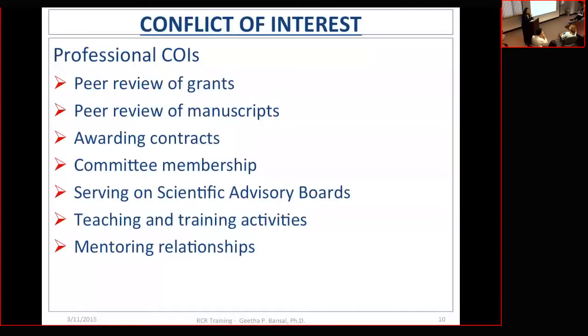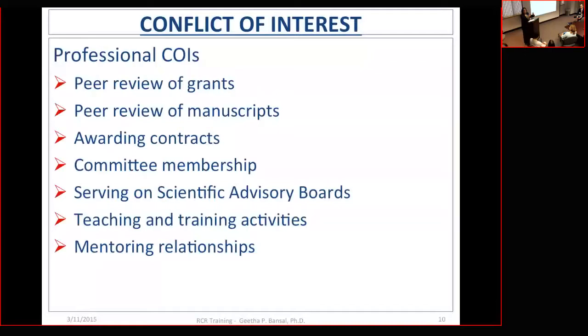Serving on scientific advisory boards, same thing. Companies put together scientific advisory boards and they bring in all these top-notch people who they think are going to give them proper advice. But again, there will be a conflict if that person is working for the company in a way that favors everything the company does because they're getting paid by the company. So scientific advisory boards can have conflicts there. So these are all professional conflicts.